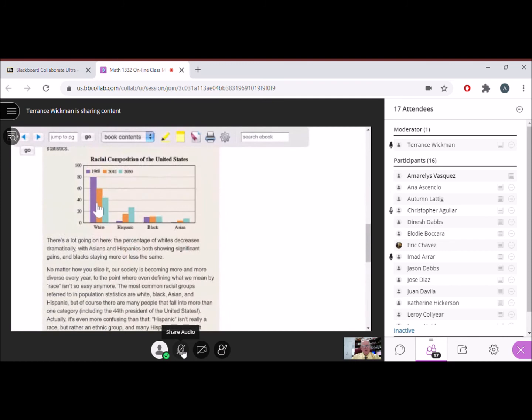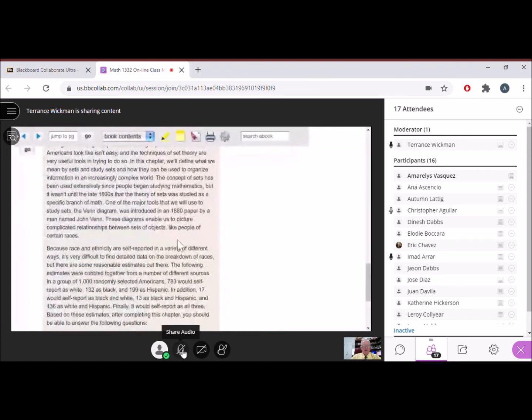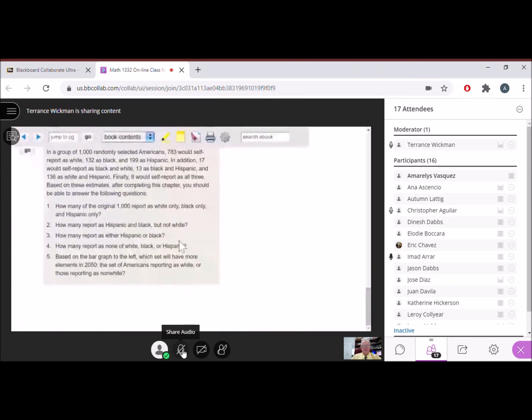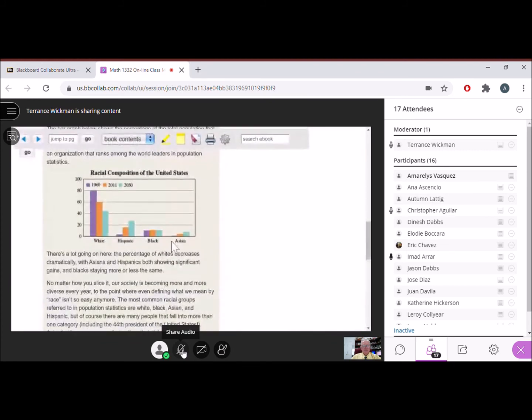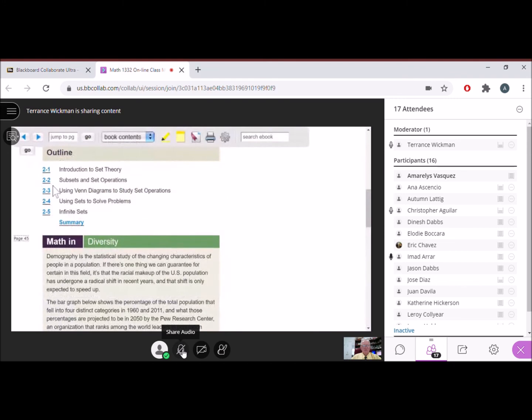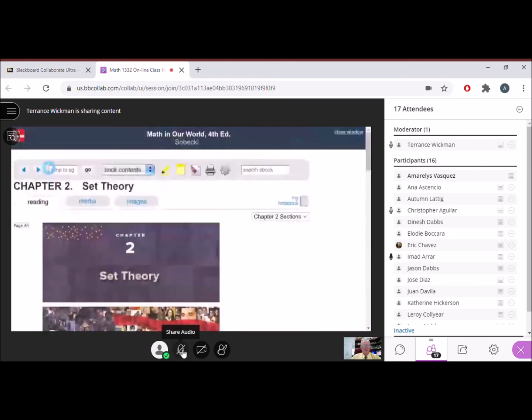This is just interpreting and reading a graph. Now, is it accurate? I don't know. Probably pretty accurate, but things can change, as they well do. Let's go right into it.